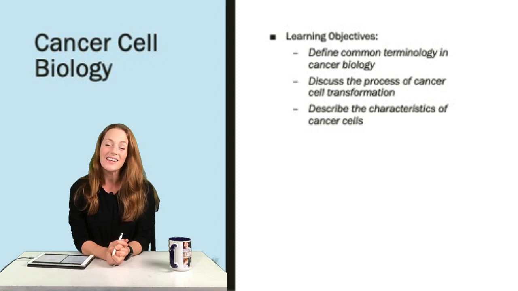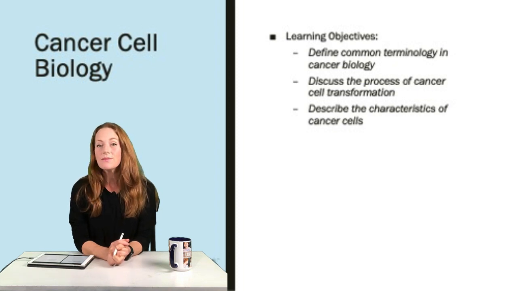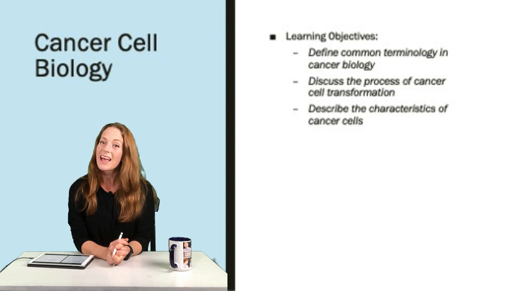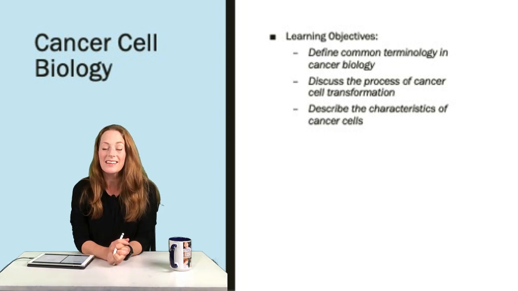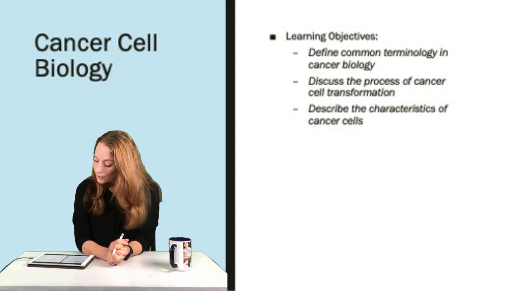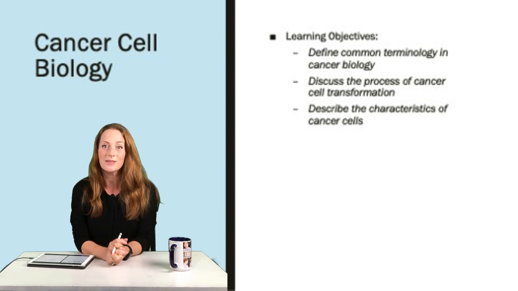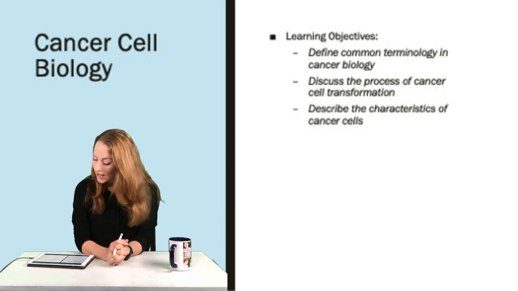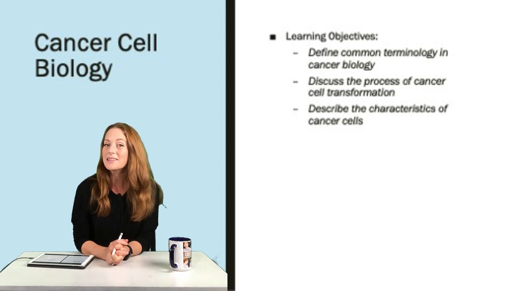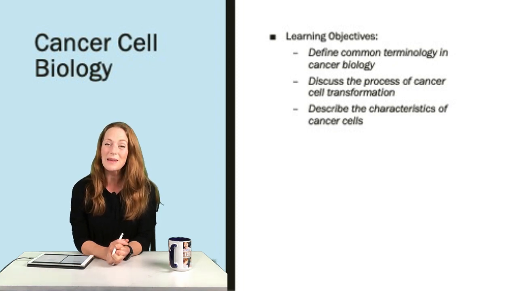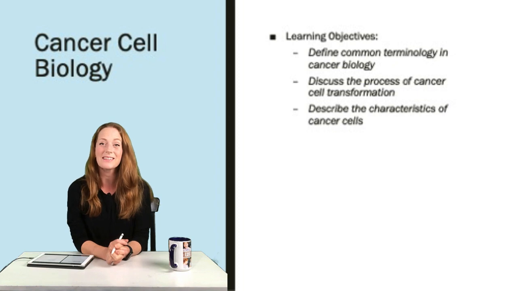Most of this is not in the Guyton textbook, but it is a very important concept, and I think a lot of you will find it really interesting. So we're going to talk about common terminology in cancer cell biology. We're going to discuss the process of cancer cell transformation, and we will look at the characteristics of cancer cells. This is going to help us review some of the basic cell biology and the genetics that we've covered so far.